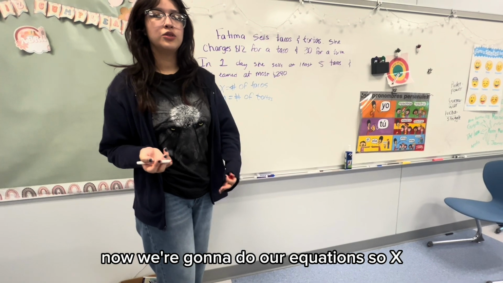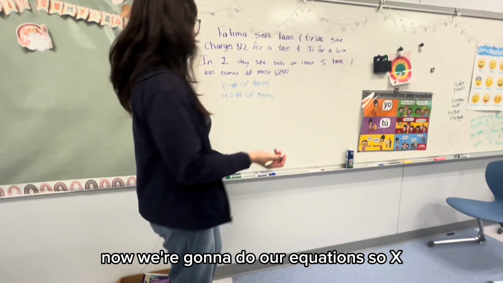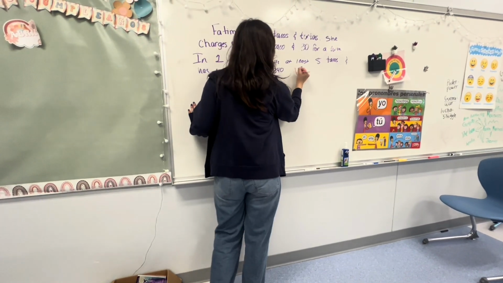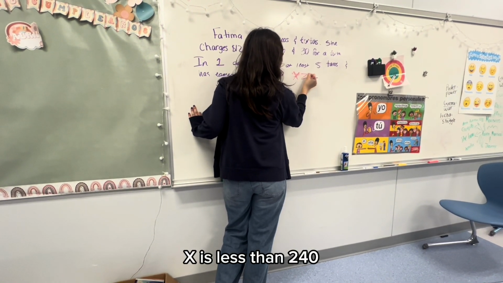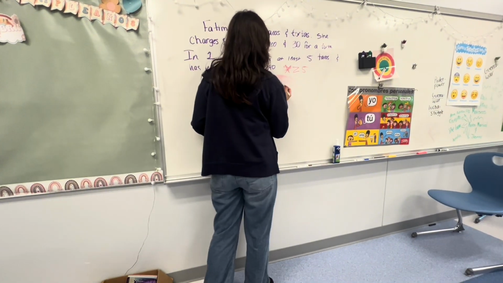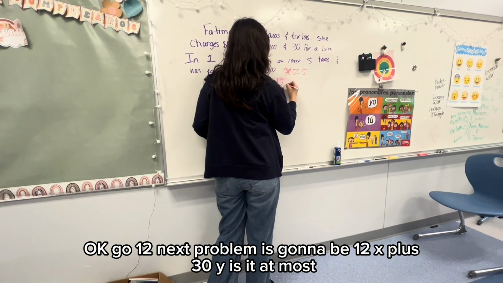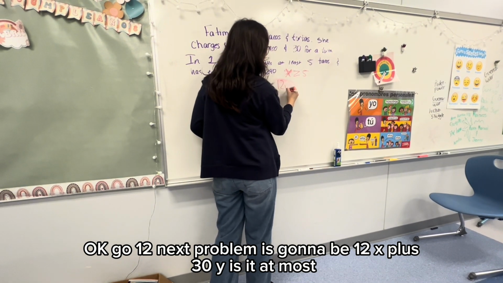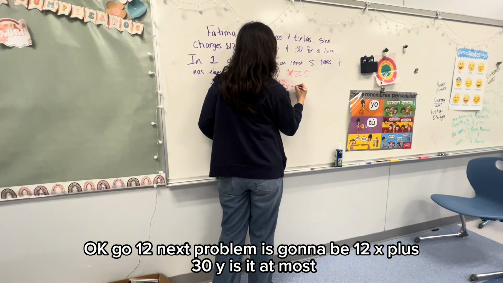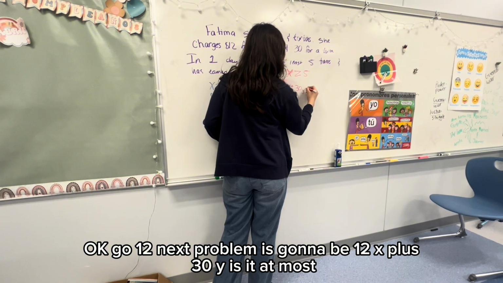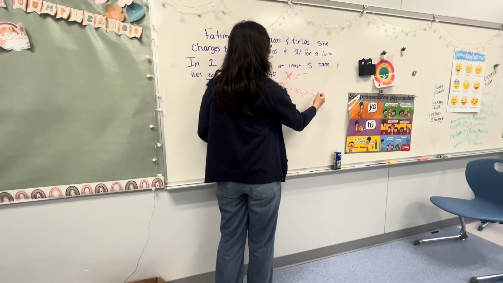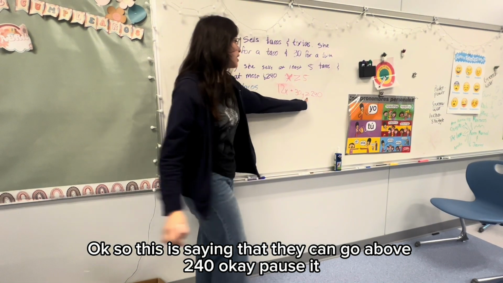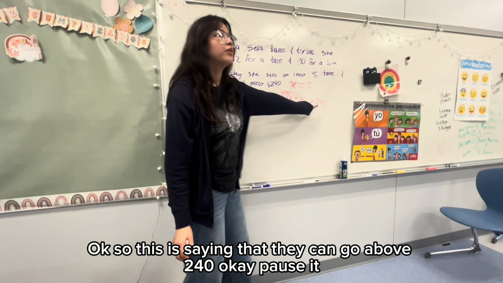Now we're going to do our inequalities. So x is greater than or equal to 5. The next one is 12x plus 30y is less than or equal to 240, because it's at most 240. So this is saying that they can't go above 240.